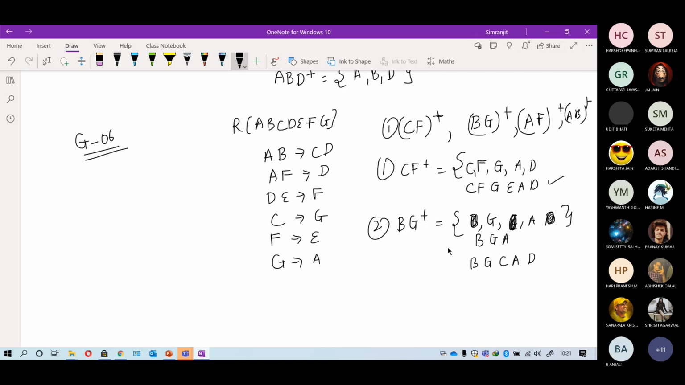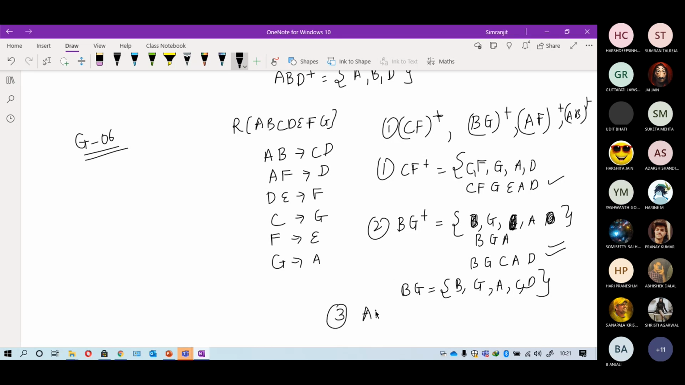So again, follow the same approach. First include BG. Check any other element that is repeated here. G is there, so you can include A. AB is there, so you can include CD. If you're seeing here, AB is in the set, you can include CD. AF is not in the set. D is in the set. DE is not in the set. C is in the set, so G is included. F is not in the set. G is in the set. A is already there, so this will be the answer. So this one, BGCAD, is correct. Whoever said this one, it is correct. Any doubt, let me know.